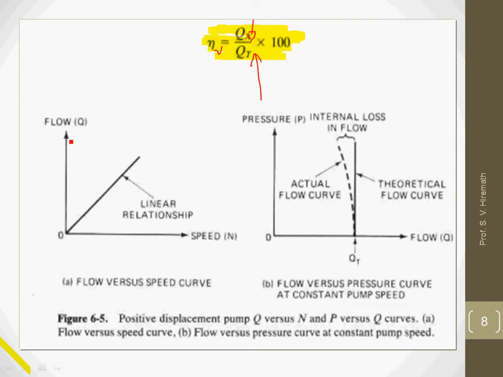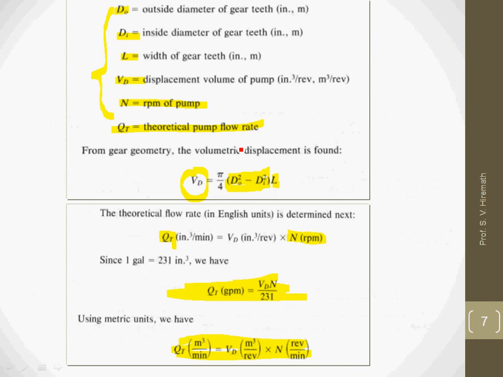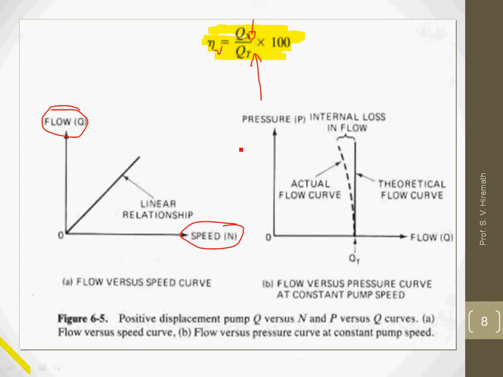If you plot a graph of flow versus speed, then we'll be getting a linear graph, because whatever Qt we are having is given by the product of Vd into n. That means Q is proportional to n, so we'll be getting a linear graph, right? So as much as we increase the speed, similarly the flow rate is going to increase.